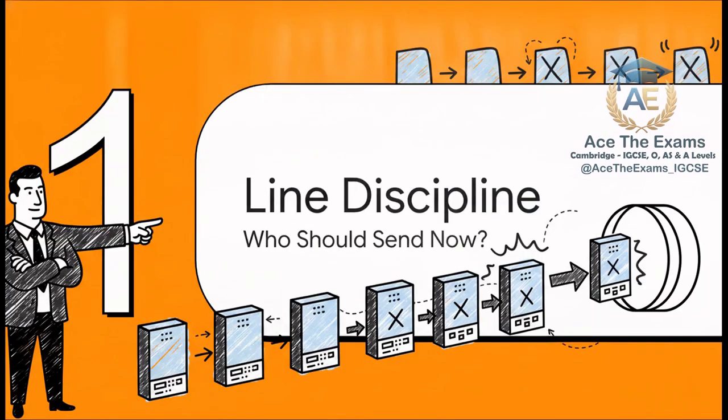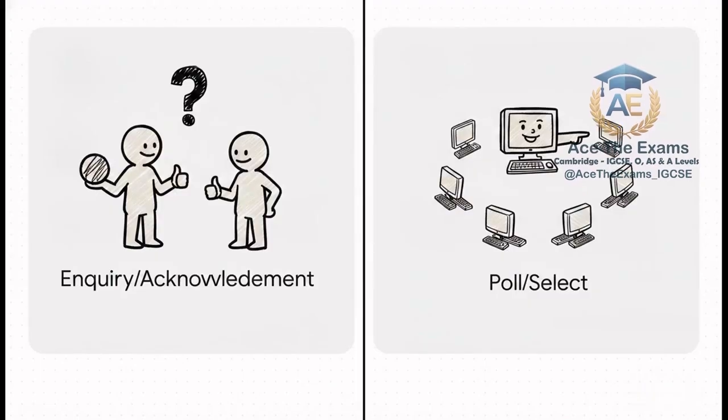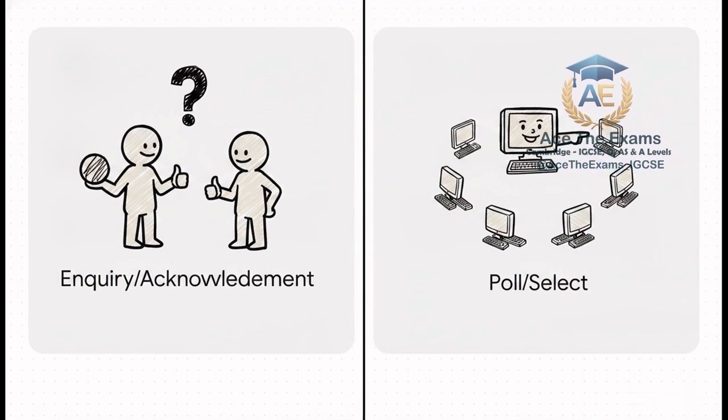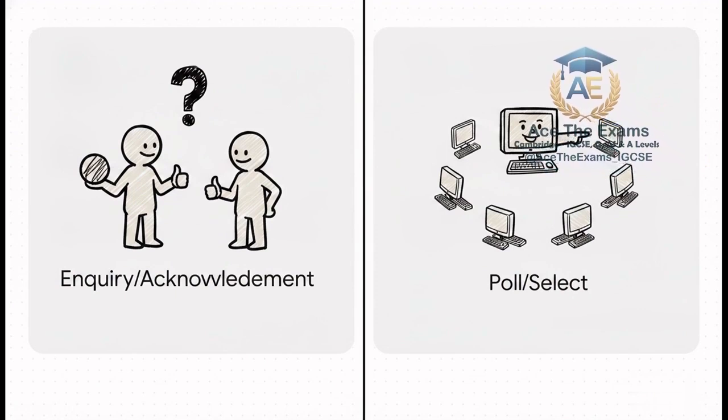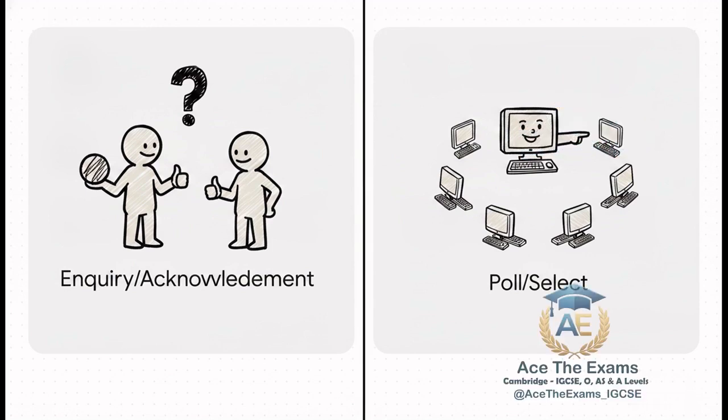Section 1. Line discipline. Who should send now? So, line discipline is all about determining exactly which device gets to transmit and which gets to receive at any given millisecond. You can really think of it as a bouncer at a busy club, making sure people don't collide at the door. And we've got two primary ways to do this.